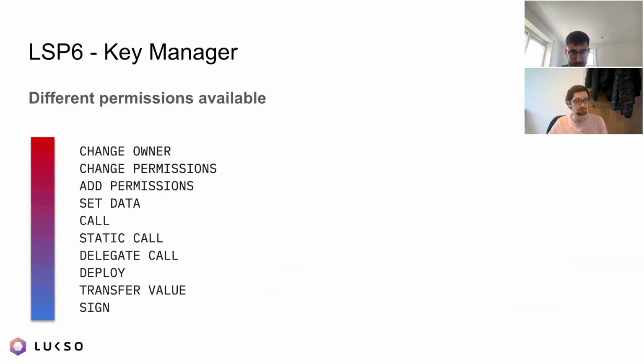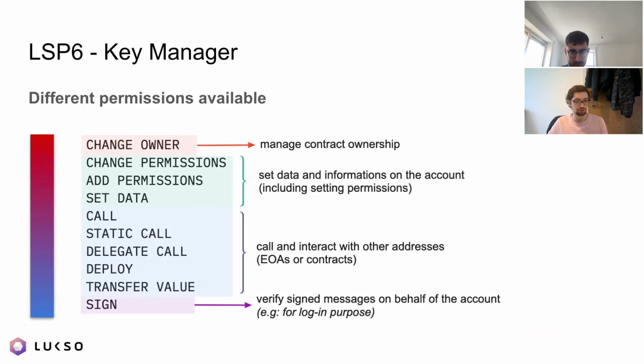And so in a nutshell, we have added more permissions to it, but in a nutshell, those are the three categories of permission that I mentioned in the previous slide. So we have change owner, which is for contract ownership, change permission and add permission as well. Set data is about setting the metadata in the contract storage, and then the rest is around contract interaction.